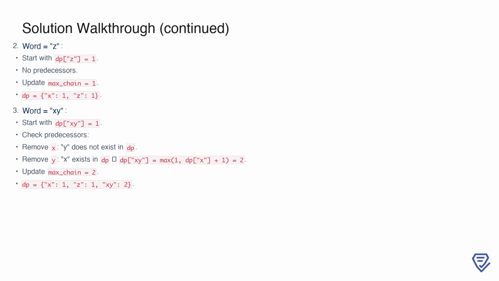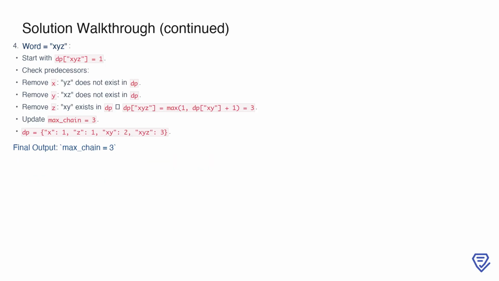We then adjust max_chain to 2, and the dp dictionary becomes x: 1, z: 1, xy: 2. For the word xyz, we begin with dp[xyz] equals 1. Checking predecessors, removing x gives yz, which does not exist in dp. Removing y gives xz, which also does not exist in dp. Removing z gives xy, which exists in dp.